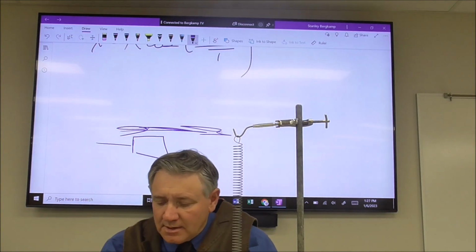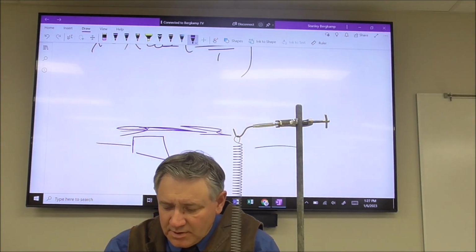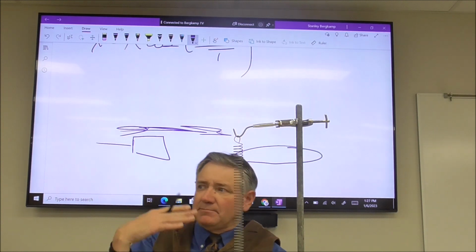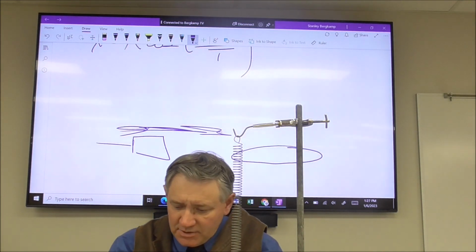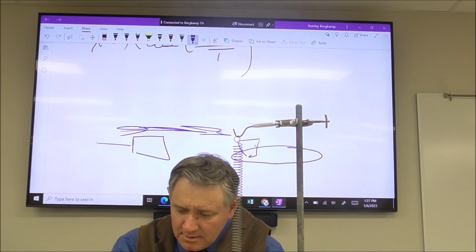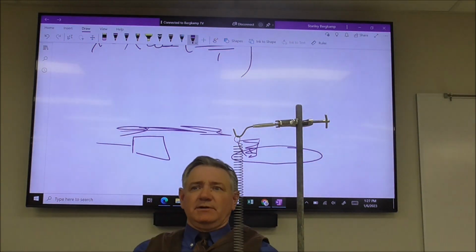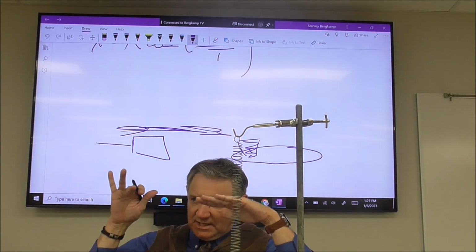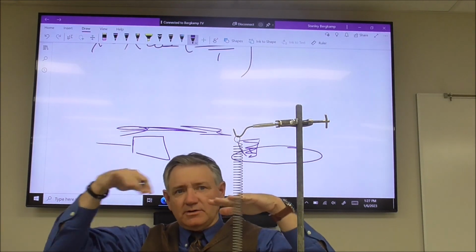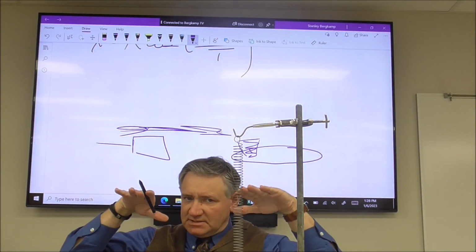Situation number 2, you have a turntable like in a microwave, and you put a cup on that turntable, and all you're watching is the sides. You're not looking down, you can't see anything. The only thing you can see is the side.